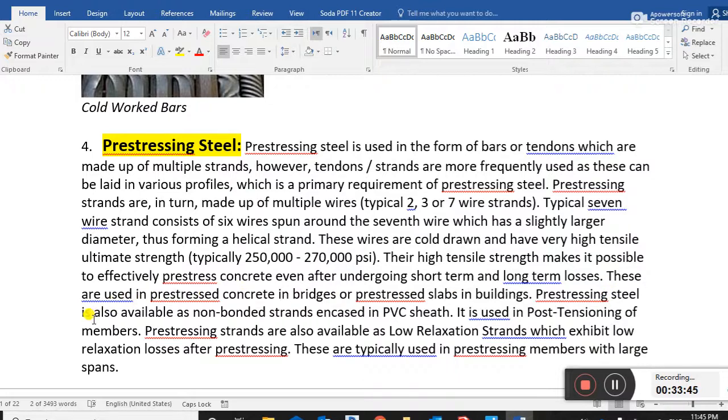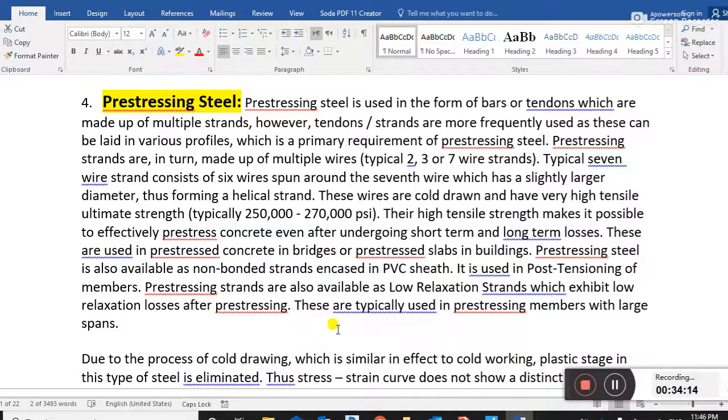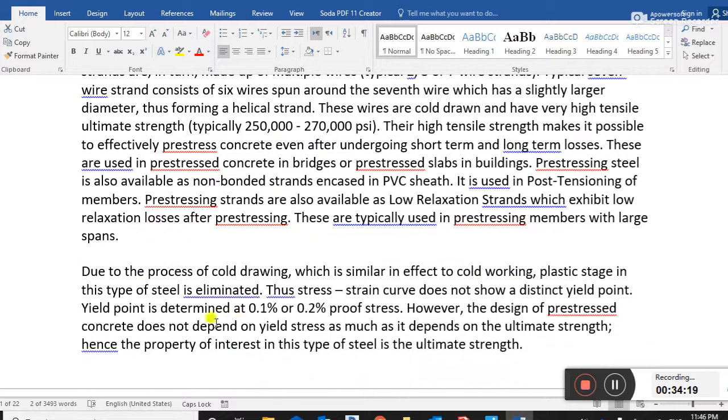Pre-stressing steel is also available as non-bonded strands encased in a PVC sheath. It is used for post-tensioning of members. Pre-stressing strands are also available as low relaxation strands, which exhibit low relaxation losses after pre-stressing. These are typically used in pre-stressed members with a larger span.